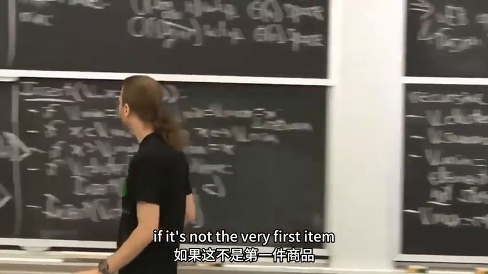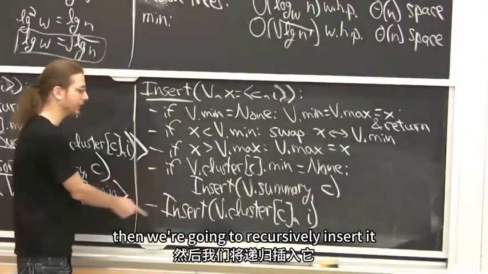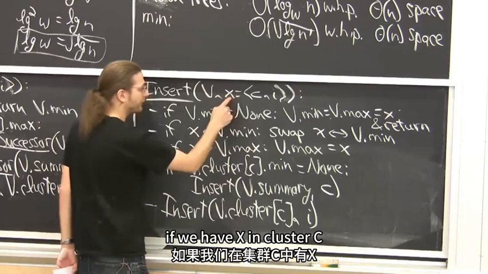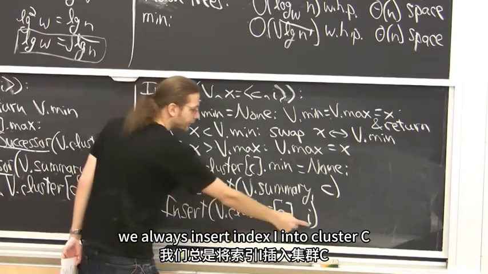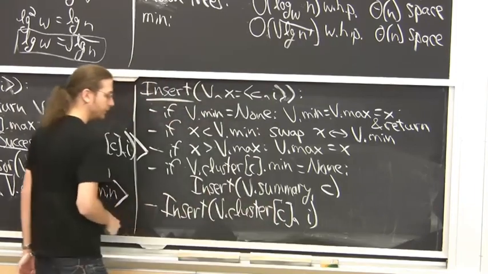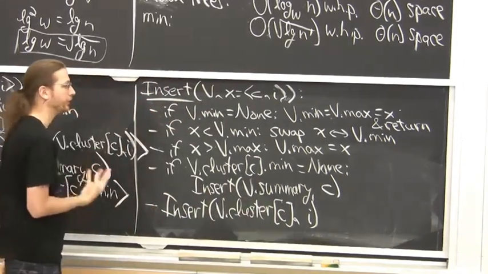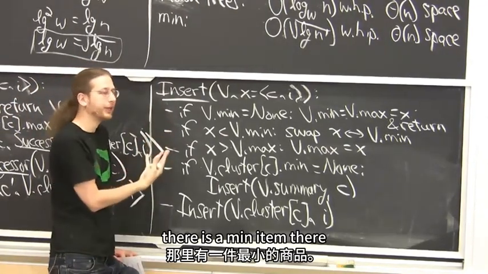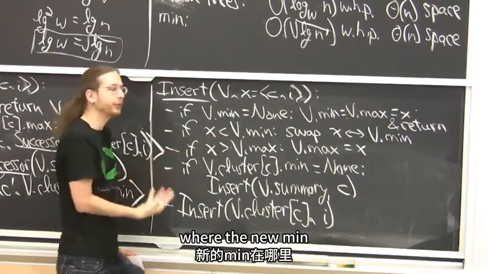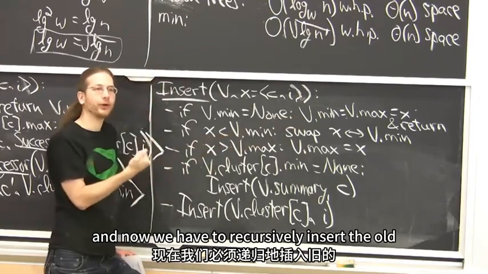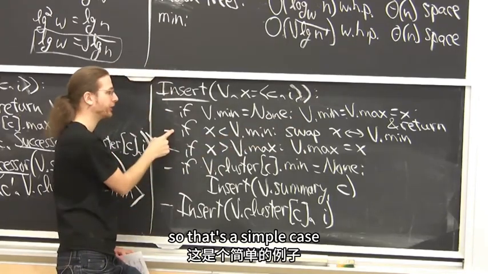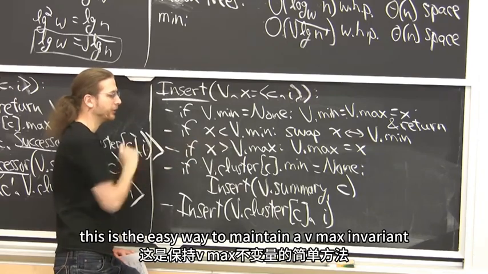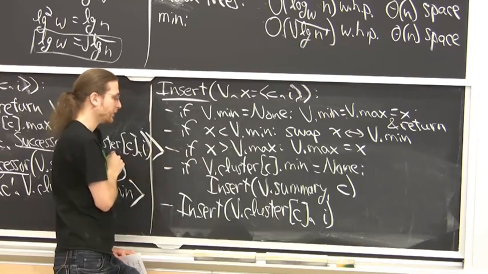If it's not the very first item, or it's not the min item, then we're going to recursively insert it into a cluster. So if we have x in cluster C, we always insert index I into cluster C, except if it's the min. Now it could be that a structure is non-empty, there is a min item there, but we are less than the min. In that case, where we're the new min, we just swap those, and now we have to recursively insert the old min into the rest of the structure. So that's a simple case. Then we also have to update v.max just in the obvious way. This is the easy way to maintain a v.max invariant. That is the maximum item.